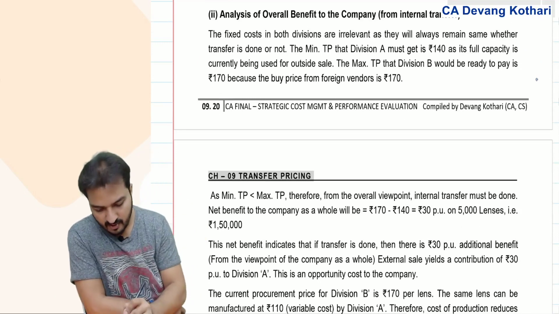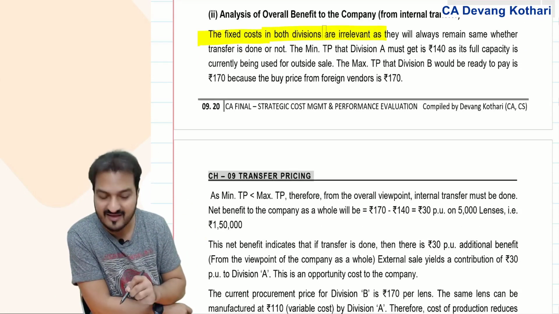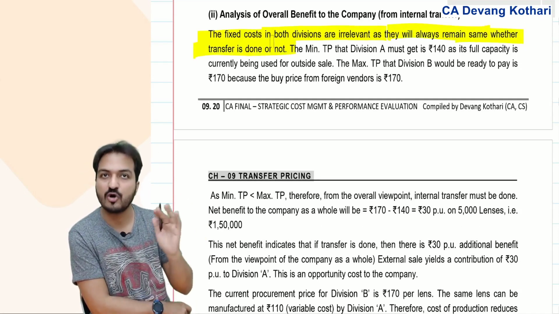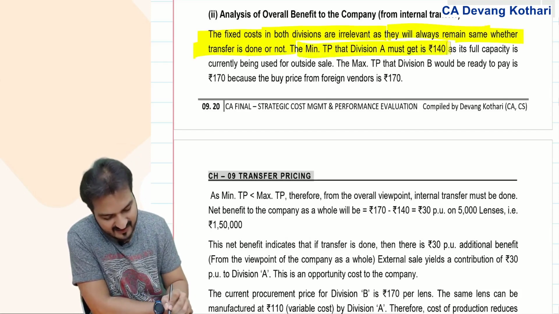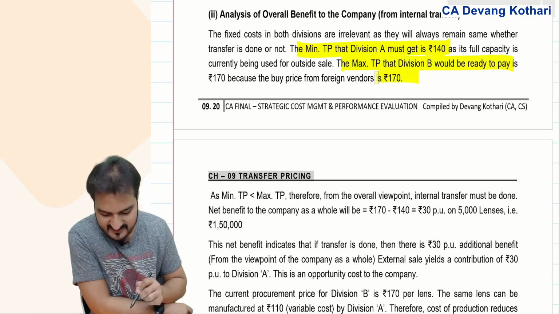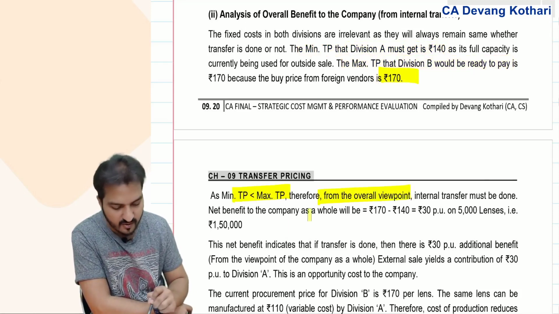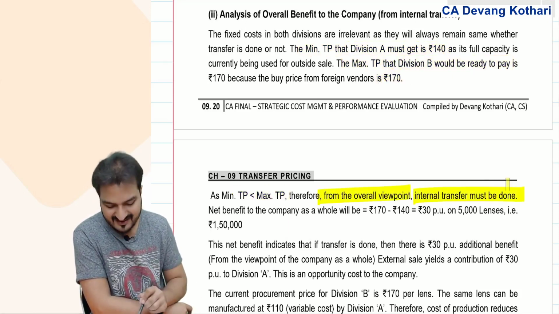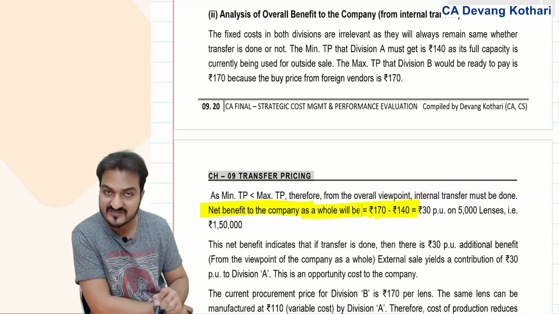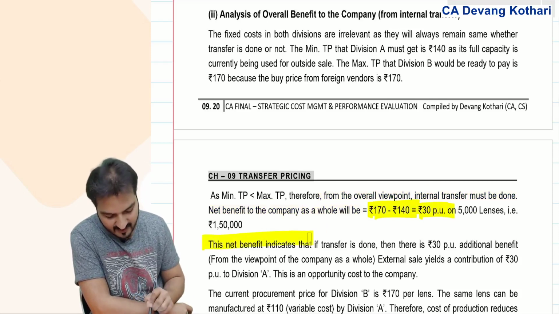Also in my second part, I am giving clarification that fixed costs in both divisions are irrelevant because they will remain same whether transfer is done or not. It is common fixed cost. Minimum TP that A must get is 140 and maximum TP that B is ready to pay is 170, as minimum TP is less than maximum TP. Therefore, from overall viewpoint, the transfer must be done. Net benefit to the company as a whole for doing transfer is difference of 170 and 140, that is 30 per unit. Done. This net benefit indicates what?